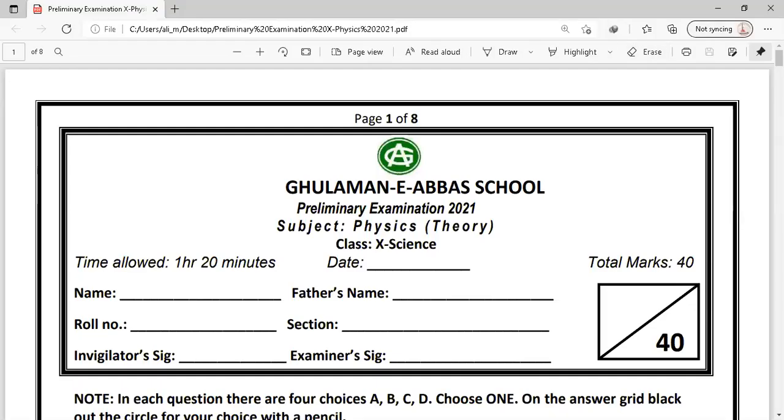आज इस वीडियो में हम गुलामान-ए-अब्बास स्कूल प्रिलिमिनरी एग्जामिनेशन 2021 10 फिजिक्स थ्योरी एंड एटीपी पेपर्स को सॉल्व करेंगे. So let's come to our first question of this year.